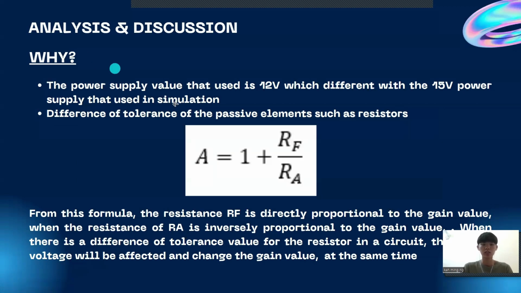So from this formula, the resistance RF is directly proportional to the gain value, and the resistance RA is inversely proportional to the gain value. So when there is a difference of tolerance value for the resistor in a circuit, the voltage will be affected and change the gain value at the same time.